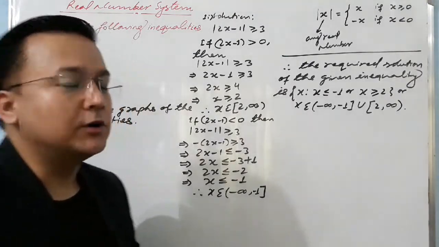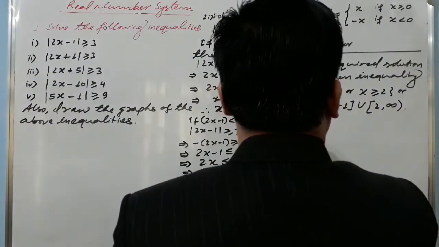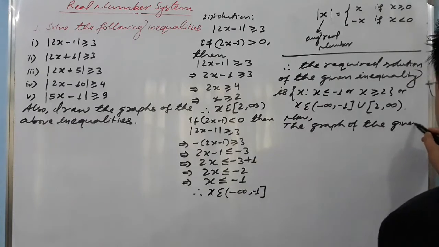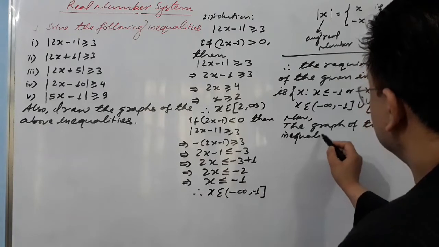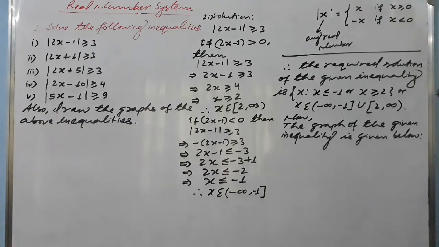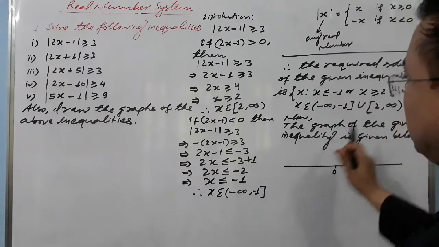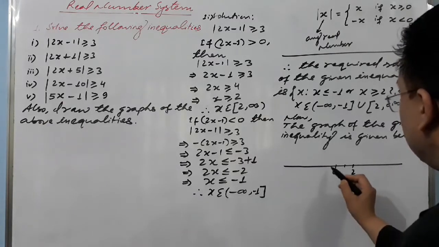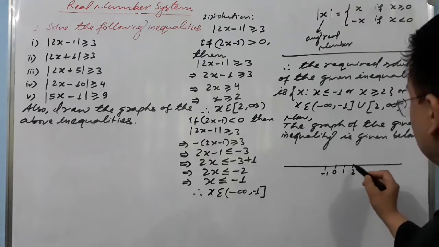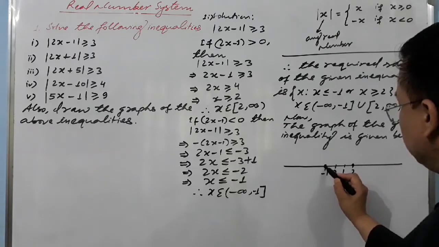Now I will tell you how to draw the graph of this question. The graph is very easy. The graph of the given inequality is given below. Here is 0, now I can see 1, then 2. Write down here 1, and negative 1. Here there is an equal sign, so you need to make a dark circle. Here also you need to make a dark circle.